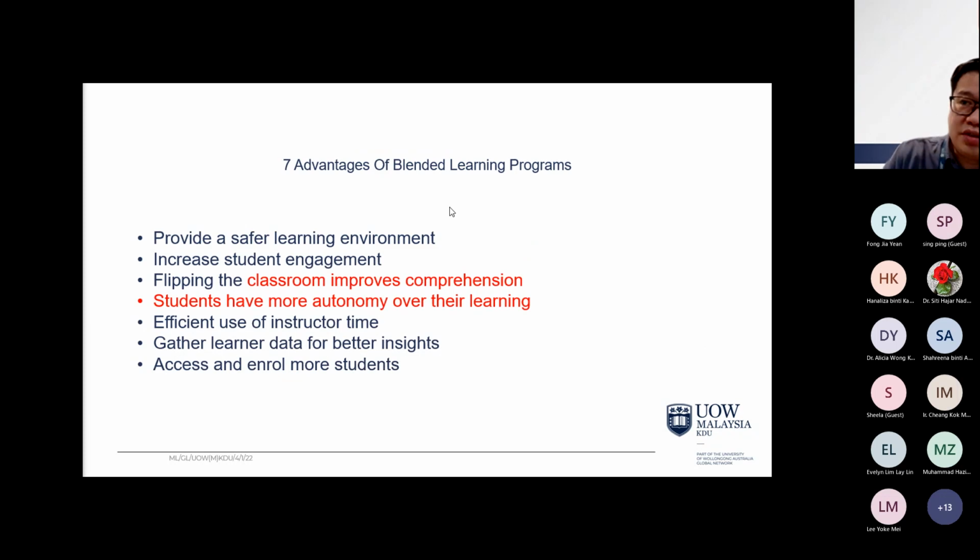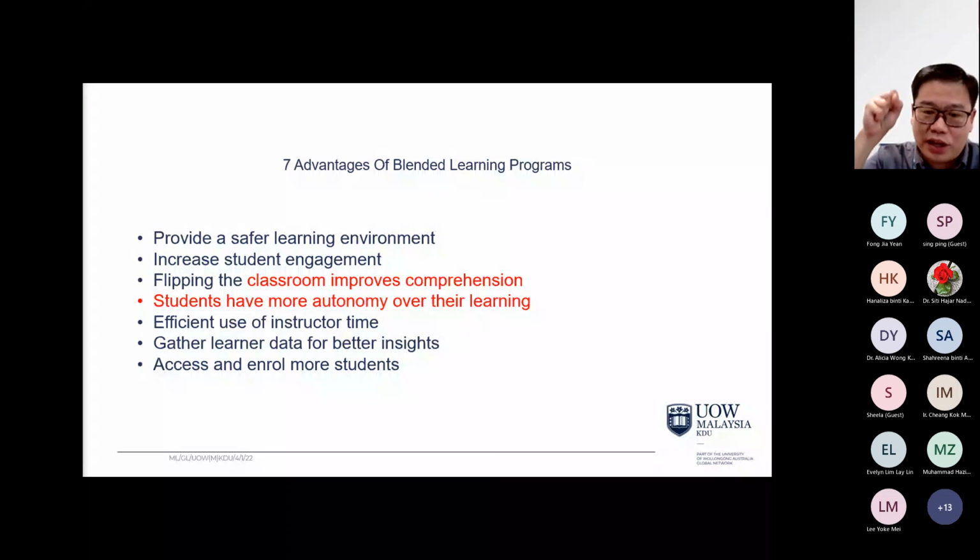So what are the advantages? Provide a safe learning environment, increase students' engagement, flipping the classroom improves comprehension. Now, in a matured class environment, when you flip, you get students to teach the class, to conduct the class, it improves comprehension. Why? Students attain knowledge on their own. Once you attain, you find on your own and it's not given to you, you can remember.